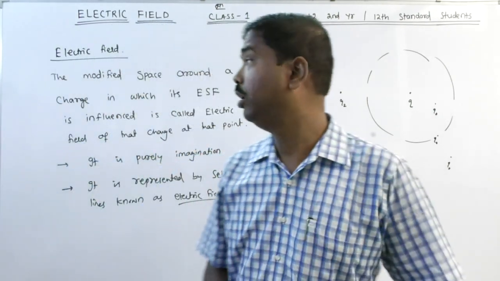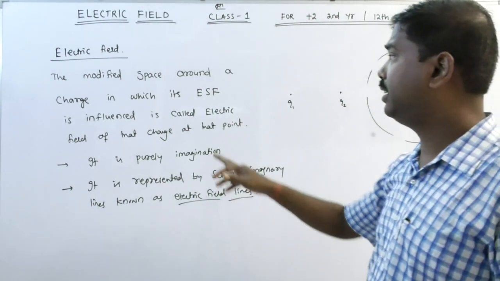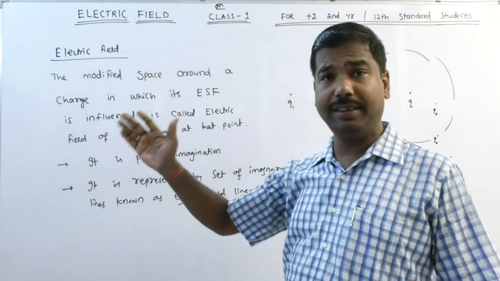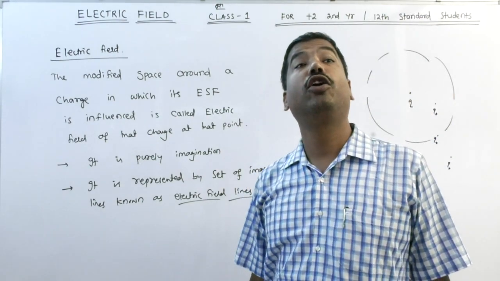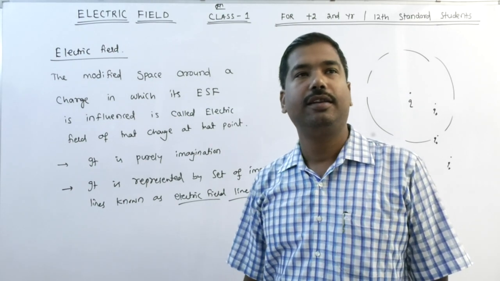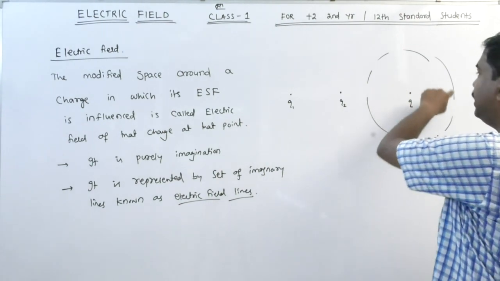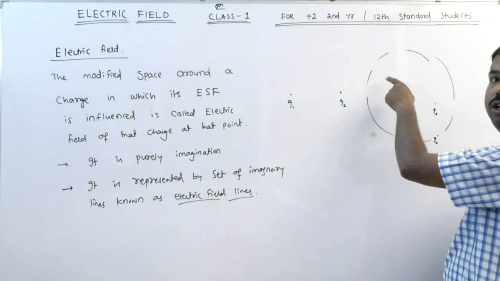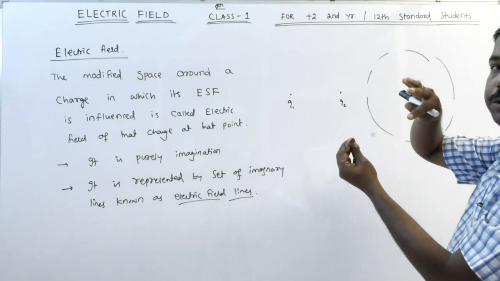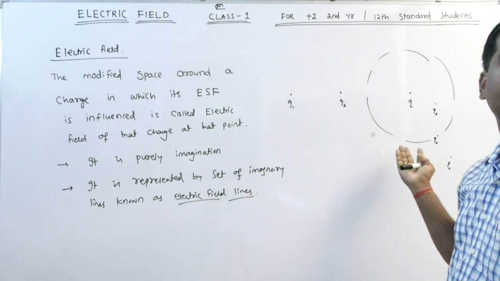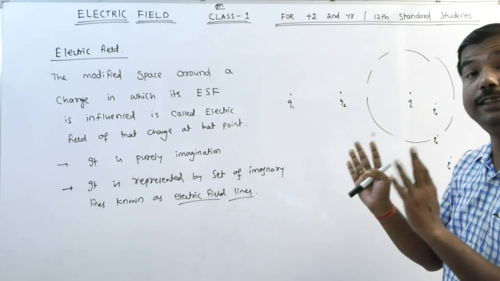Now, the modified space, the imaginary surface in which the force is influenced, later on we will discuss as a Gaussian surface, because it was introduced by the scientist Gauss. So when the charge is placed at the center of a sphere, there is a hypothetical imaginary surface, and the surface of the sphere will be treated as that surface. Inside the sphere, the electric field is experienced up to its surface.